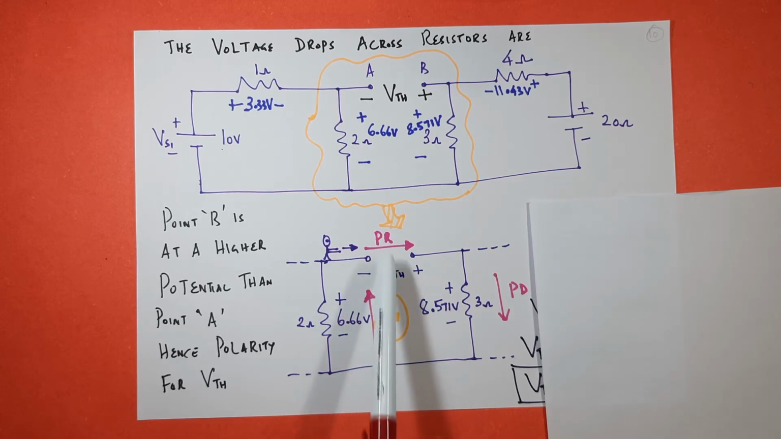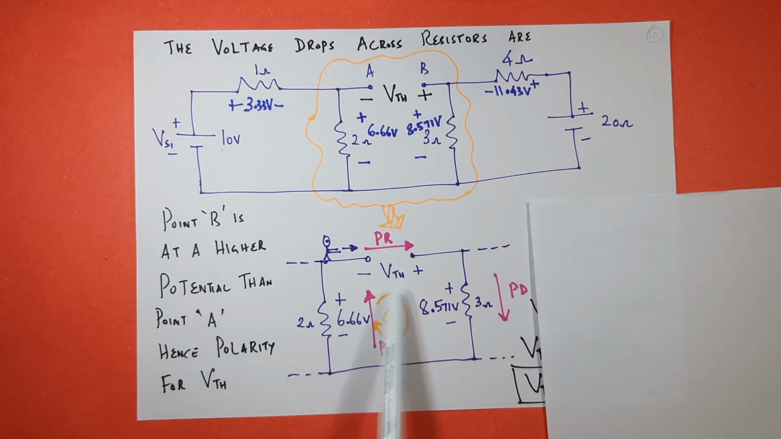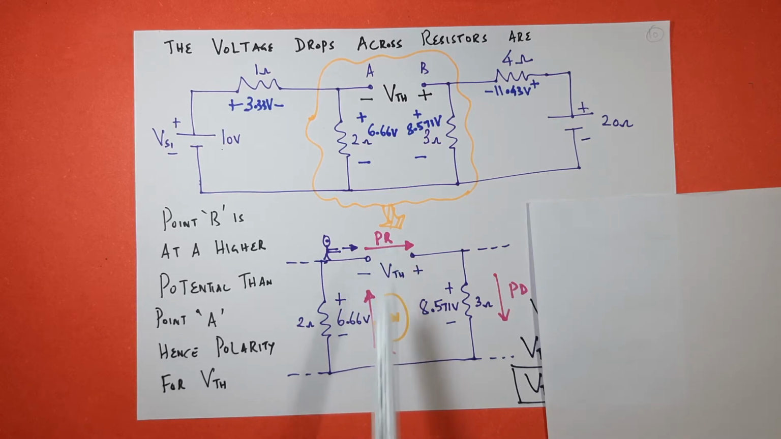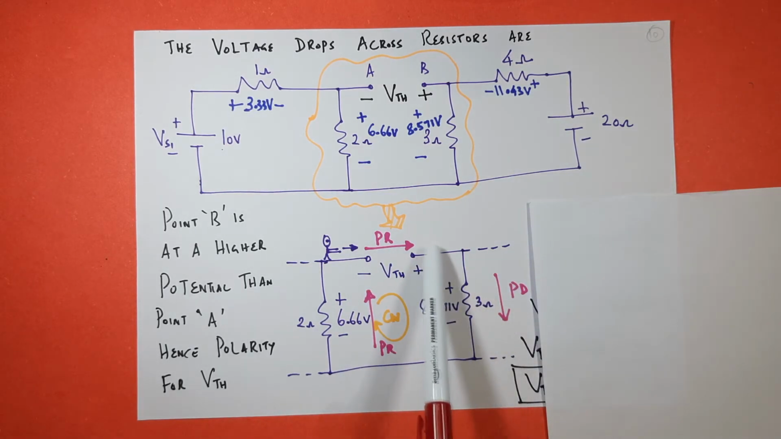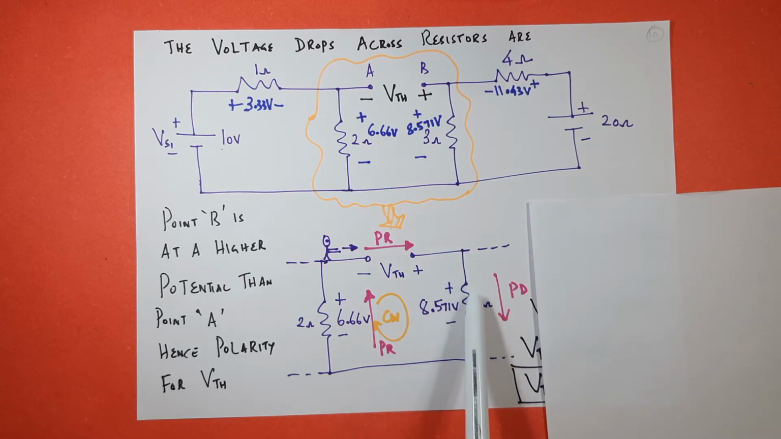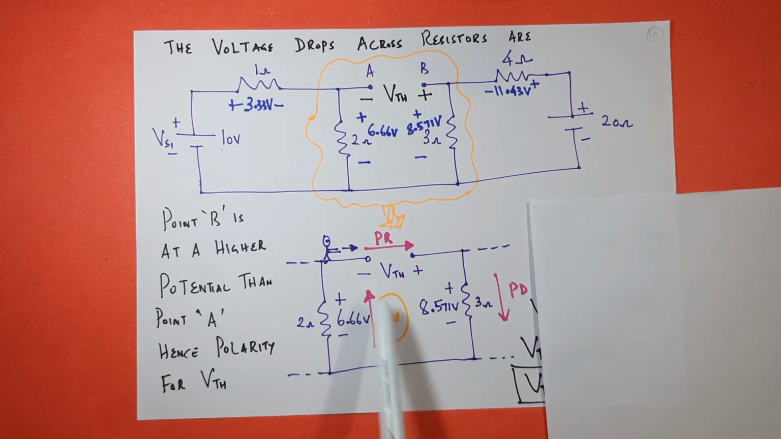So now you are moving from negative to positive for this V Thevenin. So it is a potential rise. I have marked it as PR. You are coming here. Through this, you are moving from positive to negative. So this is a potential drop. You are coming here. Here you are moving from negative to positive. So this is a potential rise. Finally, you are reaching the starting point.